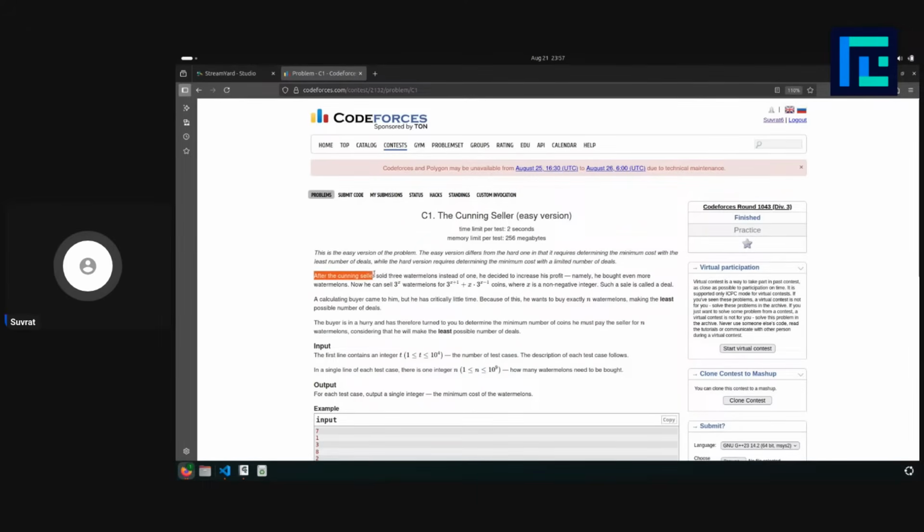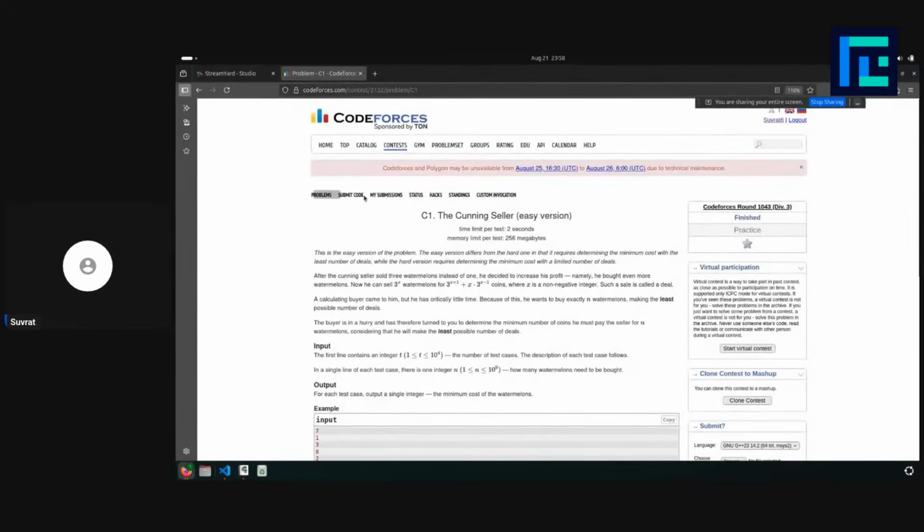Okay. So after the Cunning Seller sold three watermelons instead of one, he decided to increase his profit. Namely, he bought even more watermelons. Now he can sell 3 to the power x watermelons for 3 to the power x plus 1 plus x times 3 to the power x minus 1 coins, where x is a non-negative integer. Such a sale is called a deal. A calculating buyer came to him, but he has critically little time. Because of this, he wants to buy exactly n watermelons, making the least possible number of deals. So the buyer is in a hurry and has therefore turned to you to determine the minimum number of coins he must pay the seller for n watermelons, considering that he will make the least possible number of deals.